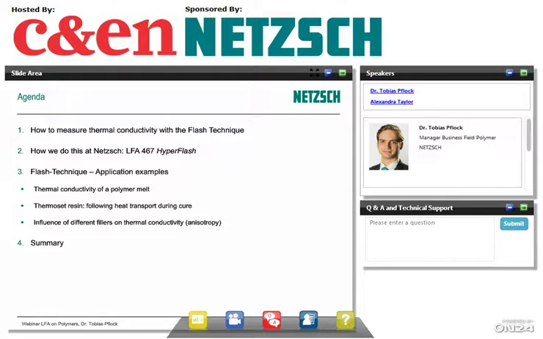I will talk about thermal conductivity of a polymer melt. Second, I will talk about thermosetting resins and how we can analyze the heat transport even during the curing process inside the flash instrument. And the third point will deal with the influence of different filler materials. As many of you might know, this is how we can adjust the thermal conductivity of polymer materials by using different fillers. And the flash technique is very widely used to characterize these materials.